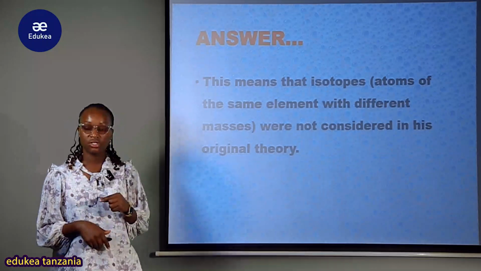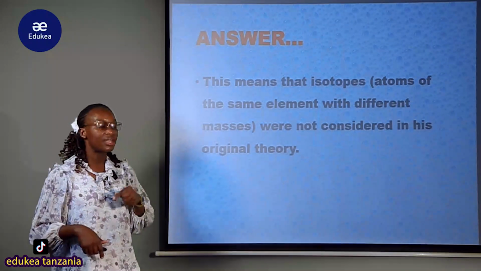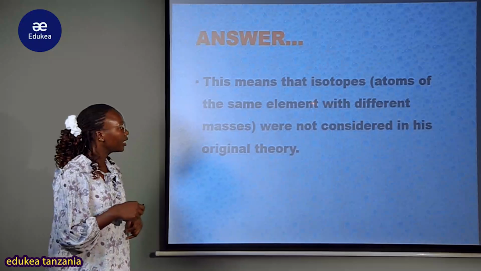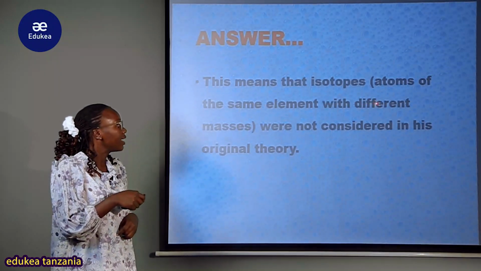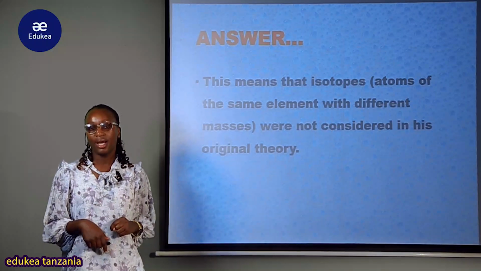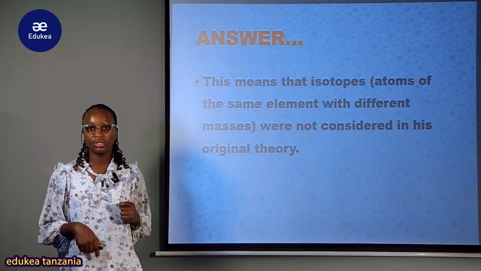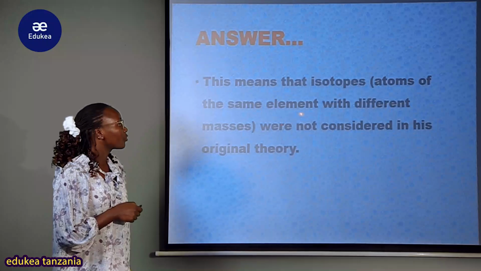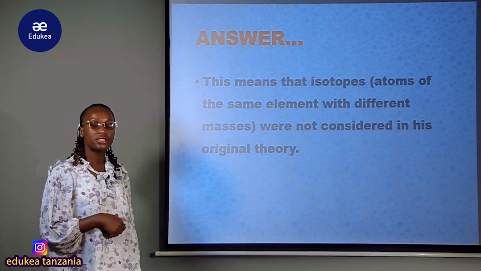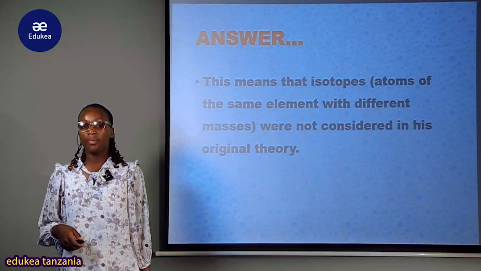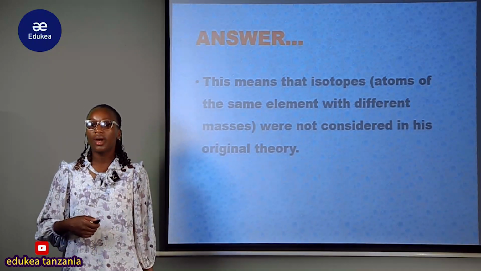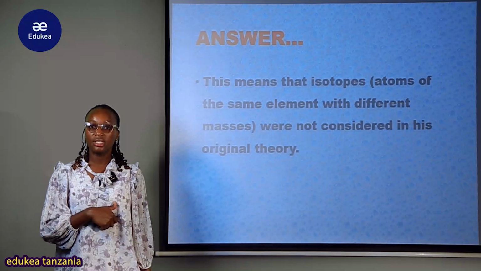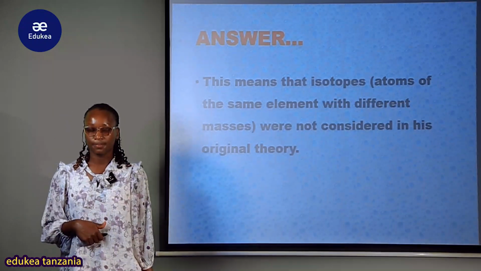So hii inamaanisha kwamba isotope ambayo tunasema kwamba atom of the same element with different masses, tunaweza tukaona kwamba at the same time element inaweza ikawa ni atom of the same element lakini ikawa na mass tofauti kabisa. Kwa hiyo utakuja kuona kwamba kwenye hii assumption ya Dalton hajaconsider the issue or the whole concept of isotope. That's why tunasema kwamba were not considered in his original theory, kwamba the concept of isotope ambapo tunajua kwamba atoms of the same element zinakuwa na different masses, hajaiconsider hapa. So hiyo inakuja kuwa kama weakness ya hizi postulates zake or assumptions zake.